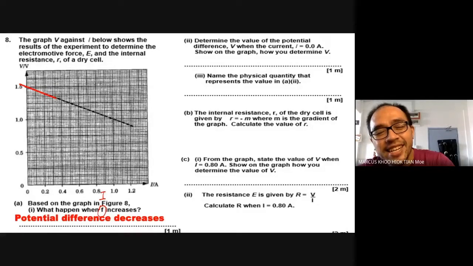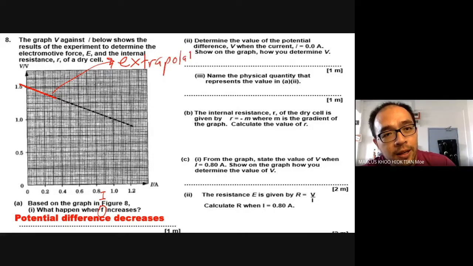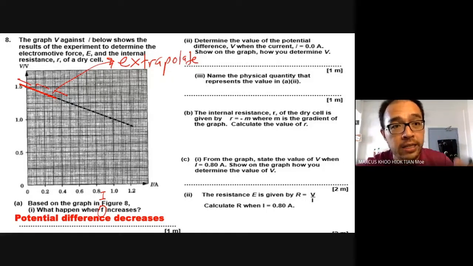Extend the line, guys. The word in English is called extrapolate. When we extend the line, I just want to mention that you should extend it with a dotted line. You shouldn't have a solid line like this. These are all answering techniques. So extend with a dotted line and you will reach 1.5.